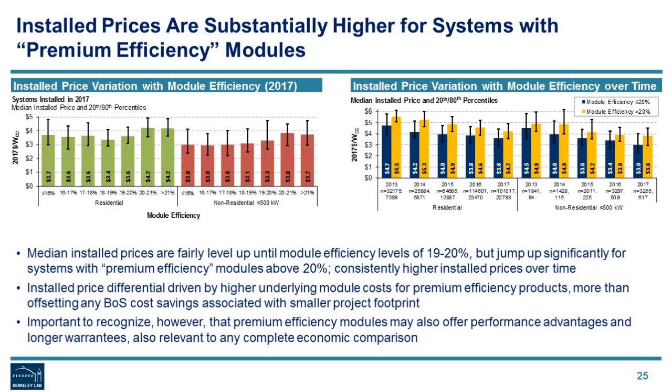At least based on the analysis here, it does not appear that those BOS savings offset the higher cost of the modules, but there are other reasons, economic and otherwise, for why a company or a customer might opt for one of these premium efficiency module products. They can have lower degradation rates or better thermal performance. They may also come with longer warranties, and so all of that is certainly relevant to project economics. It just doesn't manifest in the installed price.